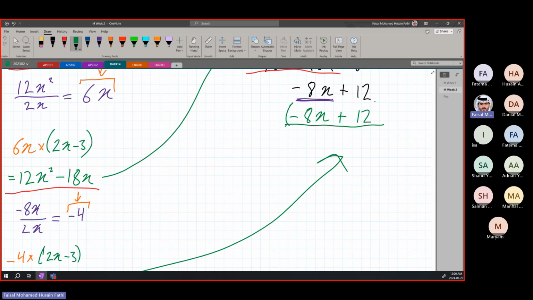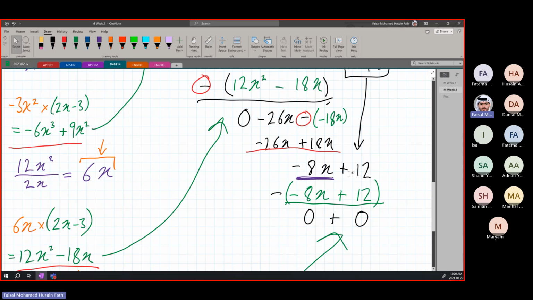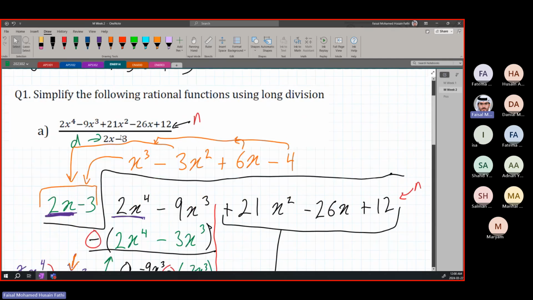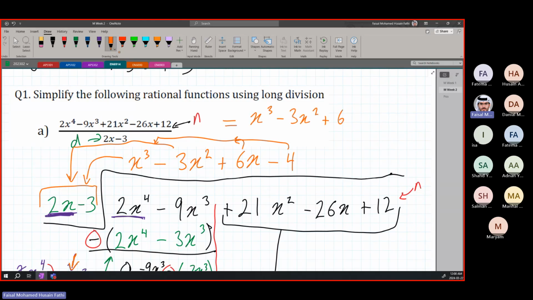Minus 8x, minus minus 8x, meaning minus minus becomes plus, so this becomes 0. 12 minus 12 becomes 0. We have no remainder. So this is how you find the solution. This is your final answer. So the final answer to this is equal to x cubed minus 3x squared plus 6x minus 4.